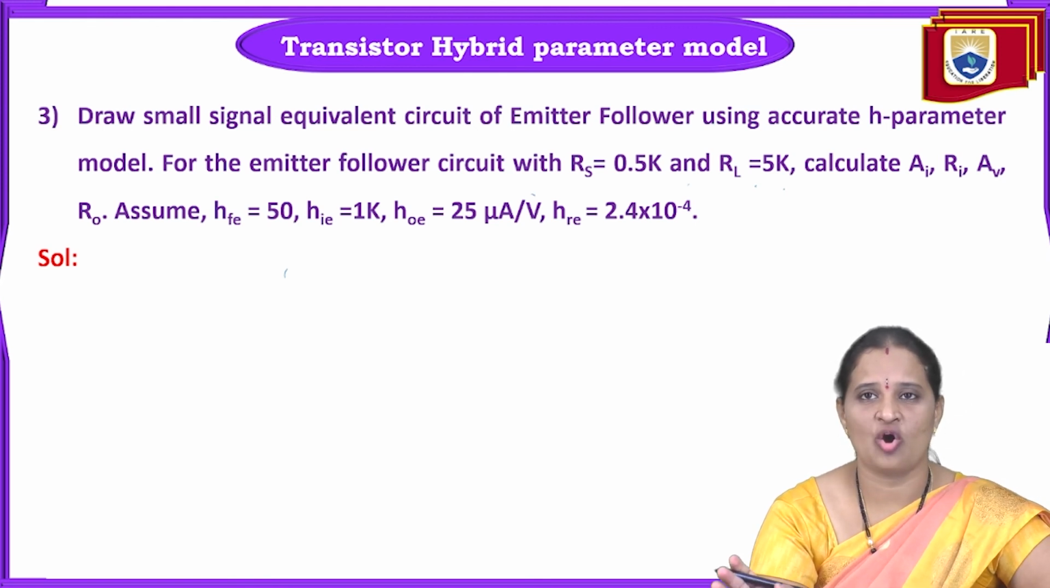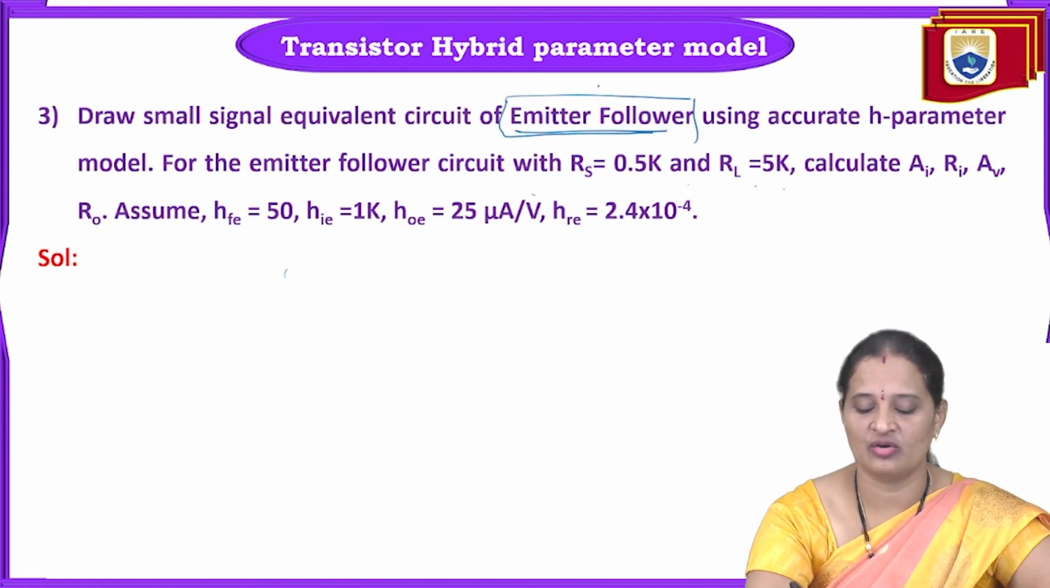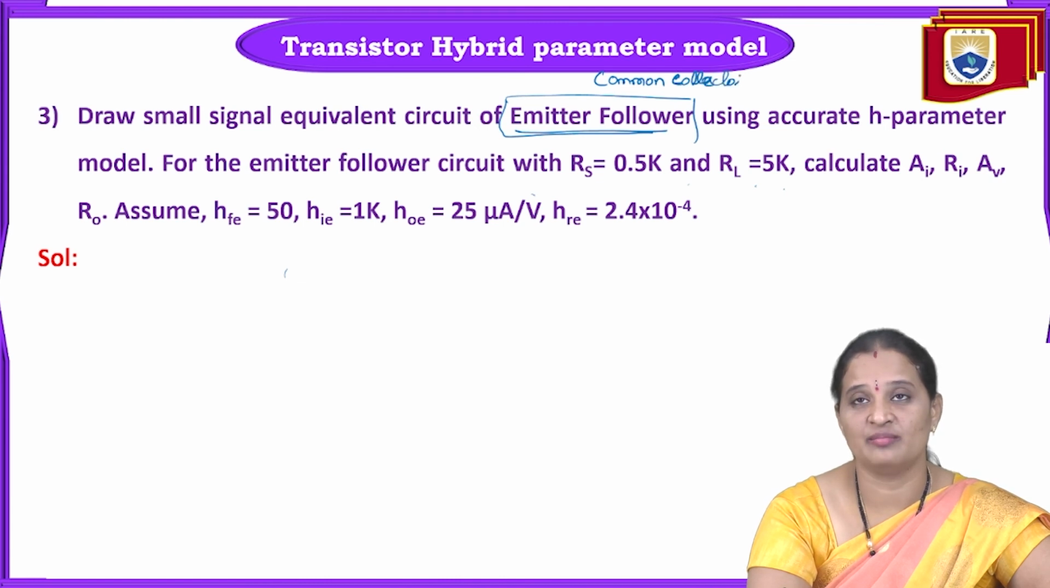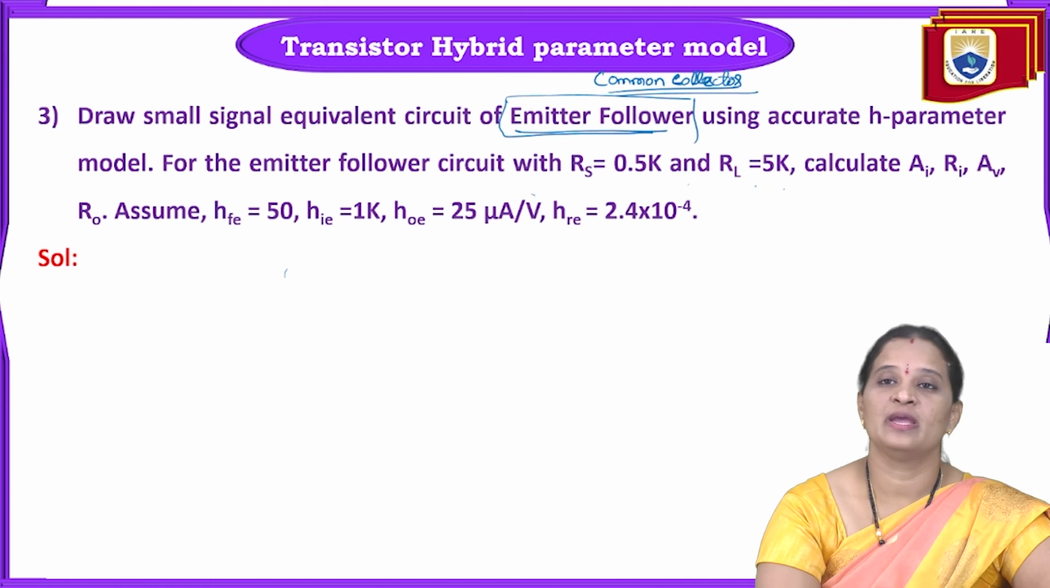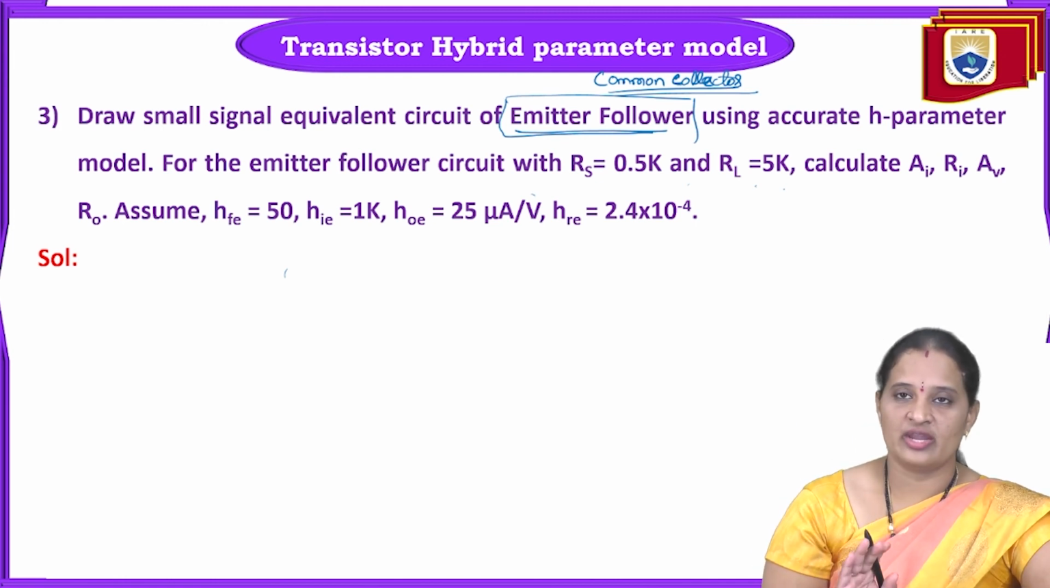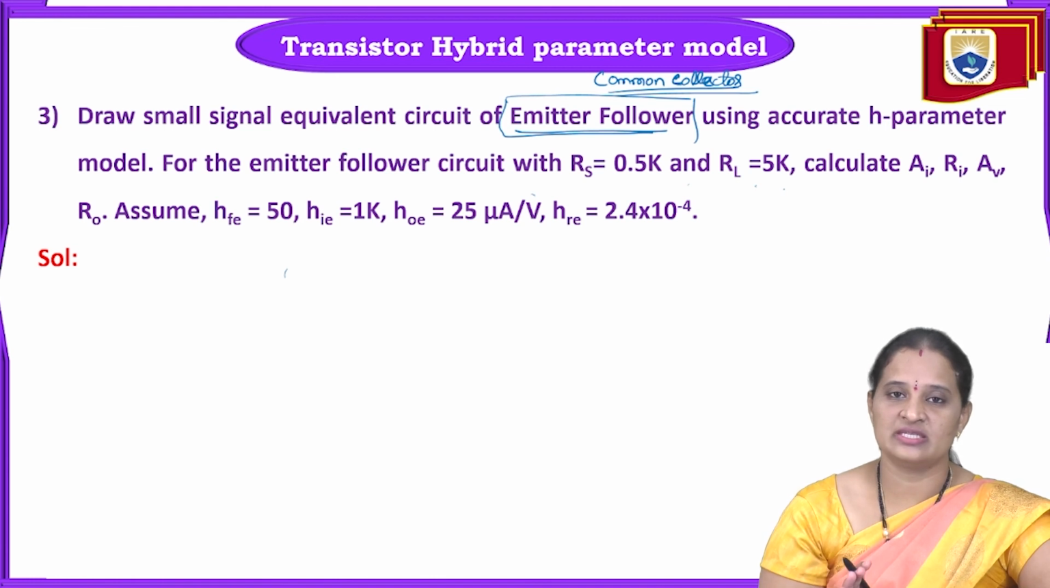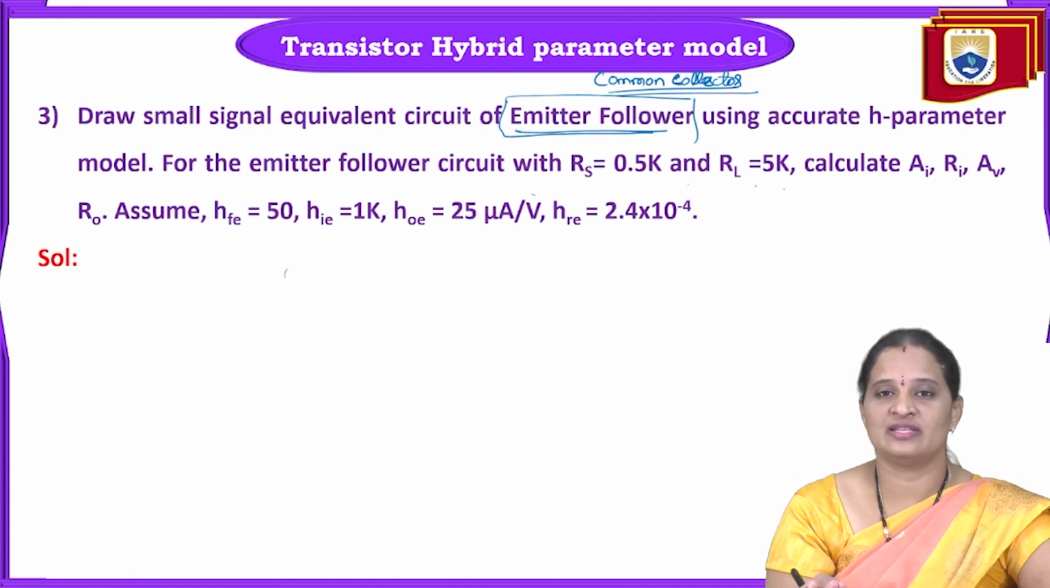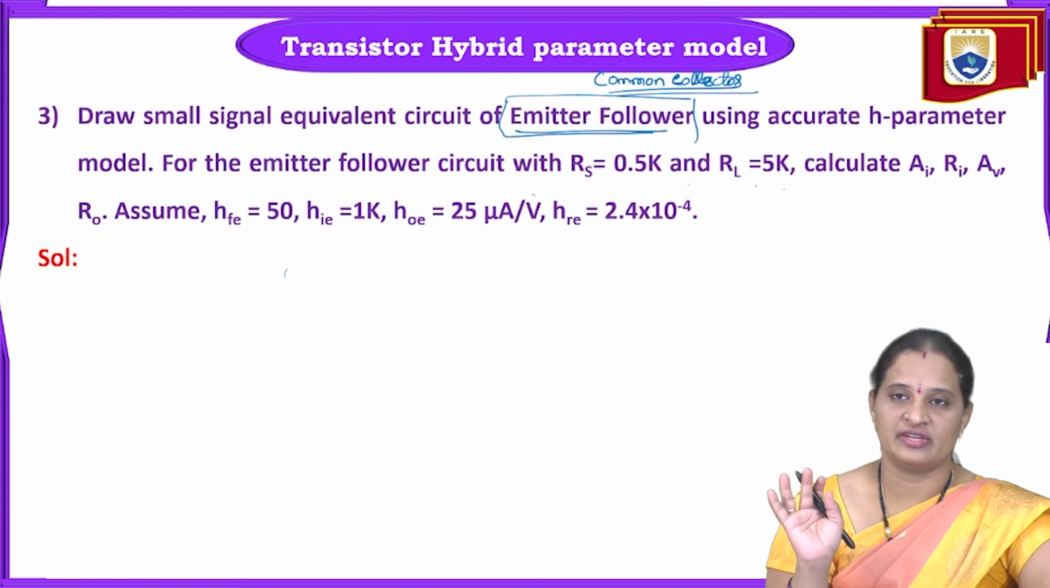It is a simple common collector amplifier. Emitter follower means, always remember, it is a common collector configuration. Why? Because the voltage gain is almost equal to 1. It means the output voltage is equal to the input voltage. That is why we are calling it an emitter follower. So don't get confused. If emitter follower is given, you have to realize that it is a common collector configuration.